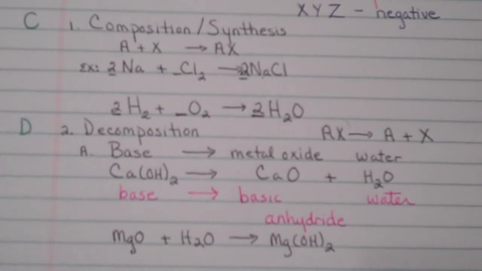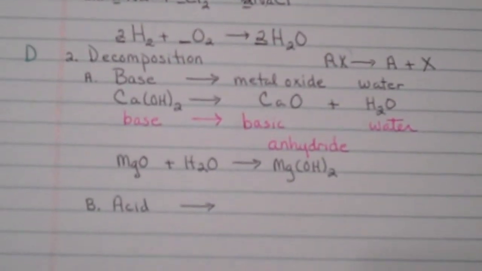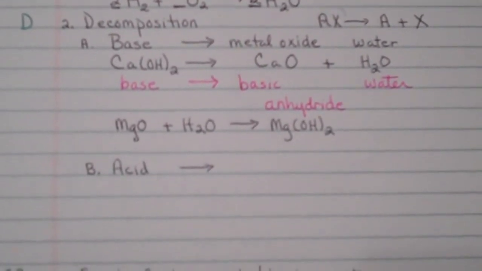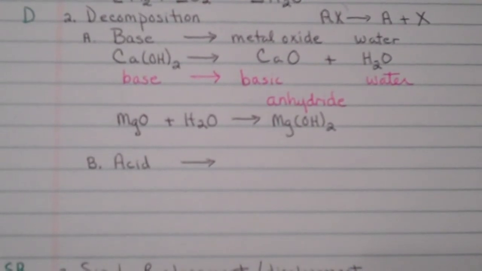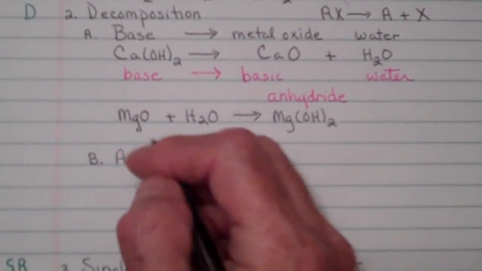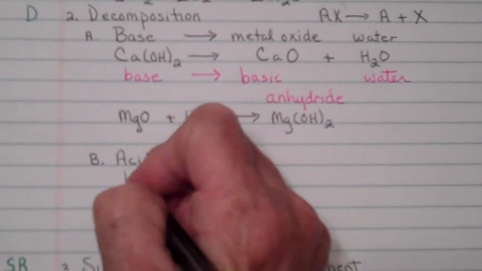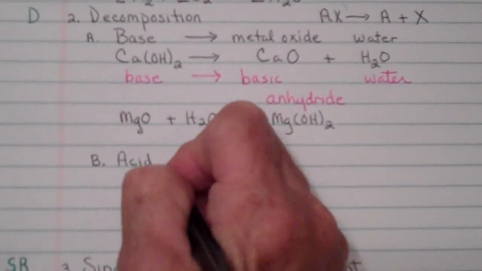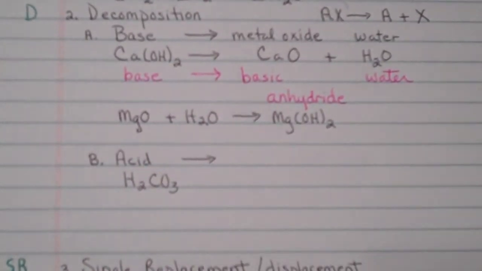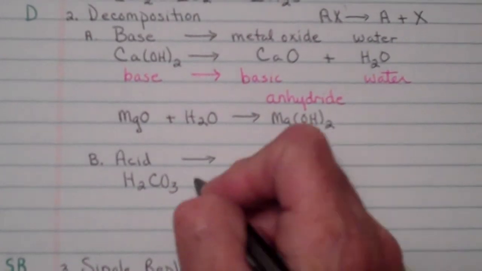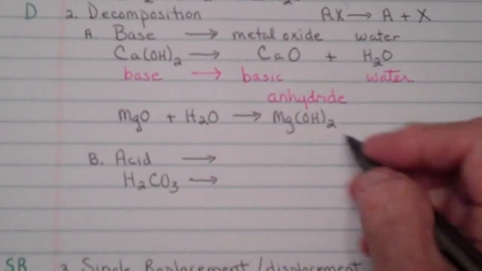Now, let's take a look at the second decomposition reaction, which is the decomposition of an acid. And if we have an acid decomposing, let's use a very common example that comes up often in the course, H2CO3. That is carbonic acid. And when carbonic acid decomposes, what you're going to form is water.